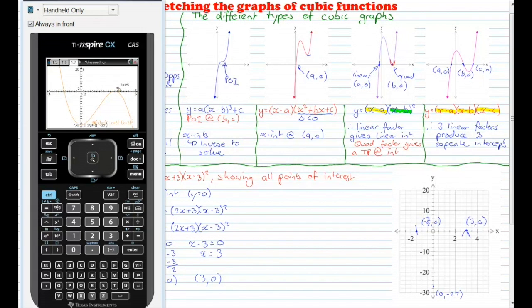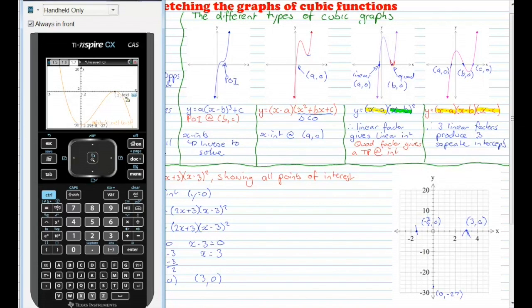But we'll go through and do it on the CAS calculator just to prove it anyway. So we're going to go menu, going to go analyze graph, find the maximum, go to the left or the lower bound, go to the upper bound, and of course 3, 0 pops up, which is what we expected anyway.